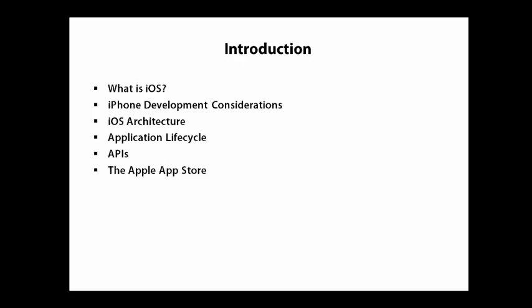When you're developing for the iPhone, there are certain hardware restrictions that you're going to have, and just things in general that you're going to want to consider that are different than other platforms out there or different than desktop development. Next, we'll look at the iOS architecture. The iOS architecture is fairly complex, and there are a couple of layers to it.